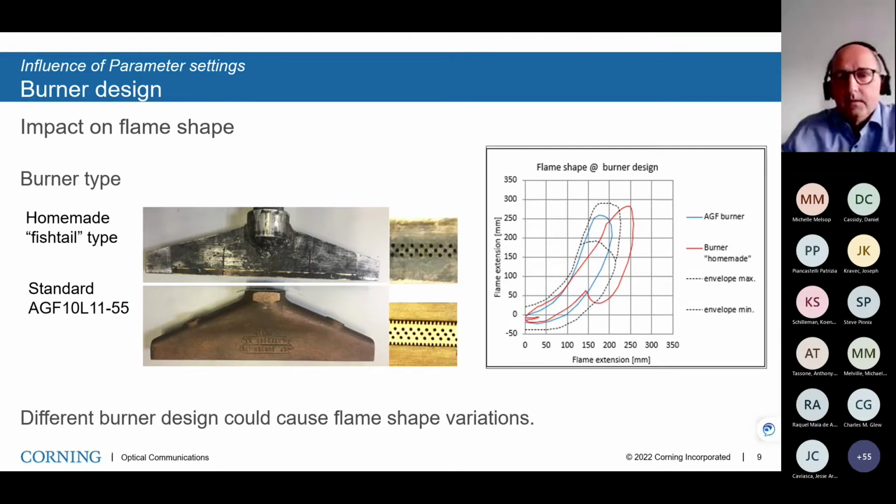So far, different burner types are not excluded, but with the new standard version, the use of alternative burner designs or a homemade burner is forbidden.